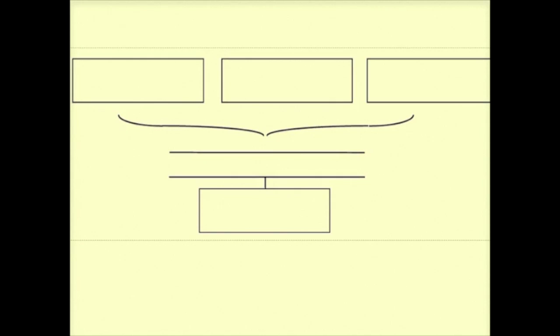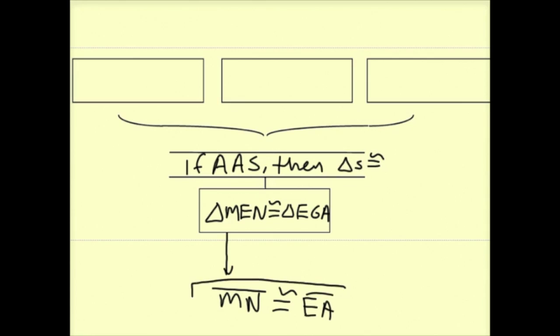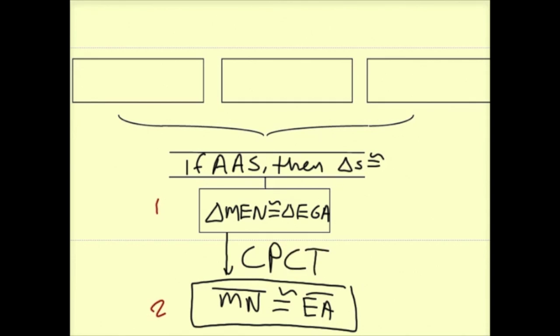So let's get started. Since we're proving that segments are congruent, we must first prove that the triangles are congruent. And then once we know the triangles are congruent, from that information, we can prove what we're trying to prove, specifically that MN is congruent to EA. So let's call this step 1 and step 2. Hopefully these last two steps are looking familiar to you. First, proving that the triangles are congruent, and then second, using that congruence to prove that the segments or the angles or some parts of the triangles are congruent.